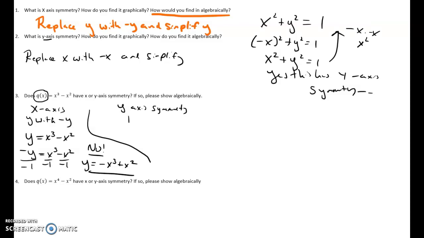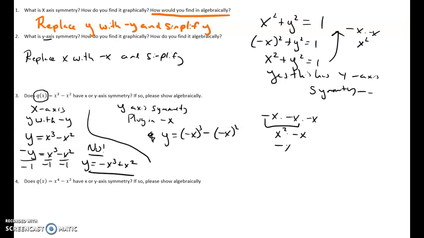Well, we're going to plug in negative x. When we do that, it's going to give us, sorry, I'll put the y in there. y is equal to parentheses negative x cubed minus negative x squared. Now, negative x cubed is negative x times negative x times negative x. A negative times a negative is going to give us a positive x squared, times negative x is negative x cubed. So we get y is equal to negative x cubed minus, and then negative x squared is going to be a positive x squared. Is that the same thing we started with?